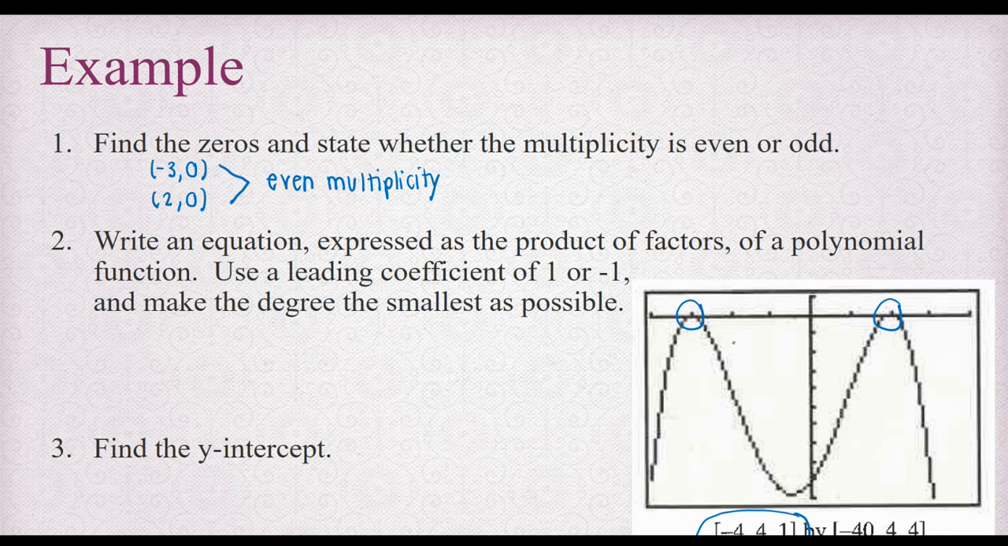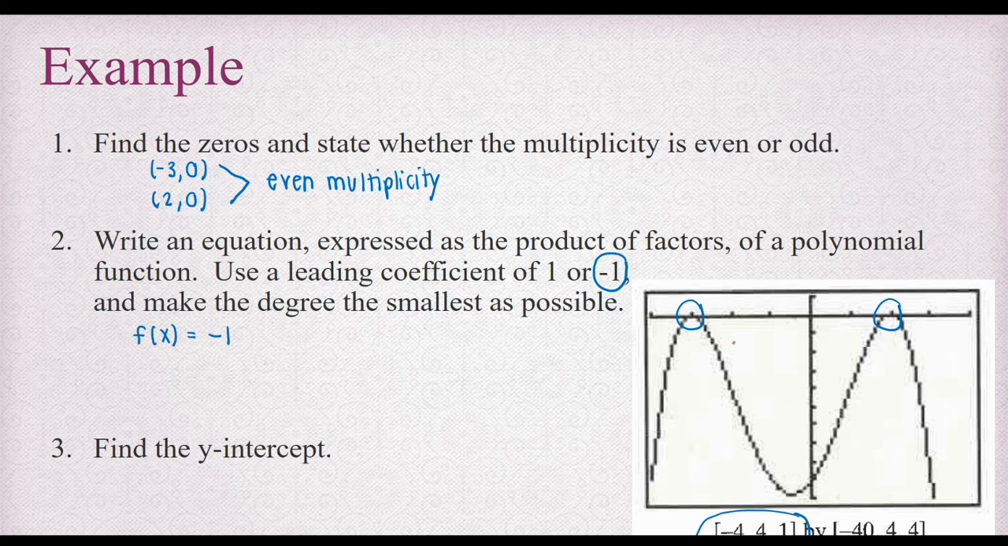All right, so the next thing we want to do is write an equation expressed as a product of factors. We want a lead coefficient of either 1 or -1, and we want to make the degree the smallest possible. Notice in this picture, both sides are heading down. When they're going in the same direction, it's an even degree, so we're talking about a square, or the 4th power, or the 6th power. And because they're both heading down, my lead coefficient has to be negative. So if I'm writing my function, I'm going to start with a -1.